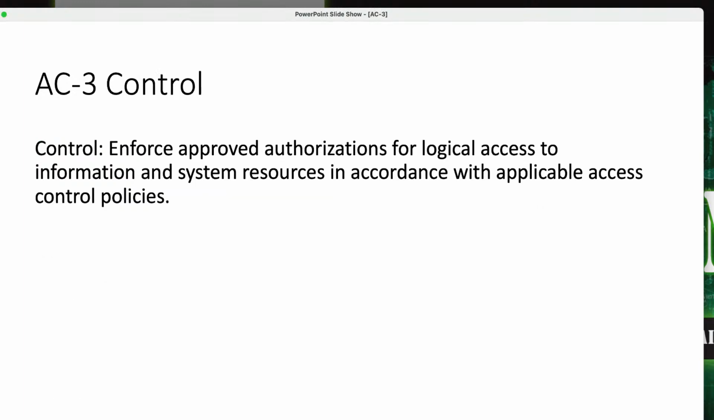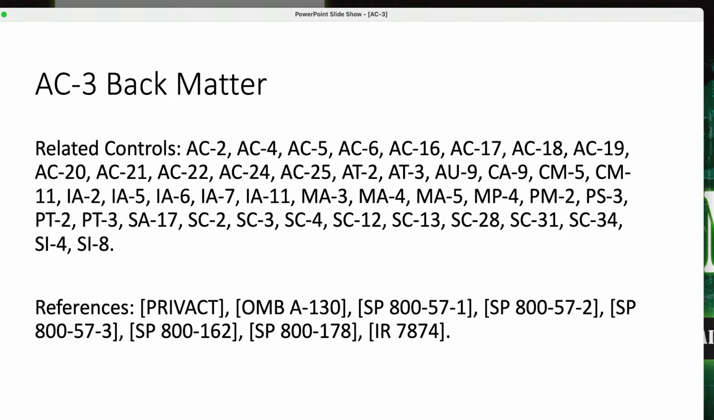So this is the control. This is the entirety of AC-3, the base control. Enforce approved authorizations for logical access to information system resources in accordance with applicable access control policies. So we're leaving it up to the organization to define it. And with this control, unlike many of the others we've seen already, this control really relies on the enhancements. That's what makes this one really stick, right?